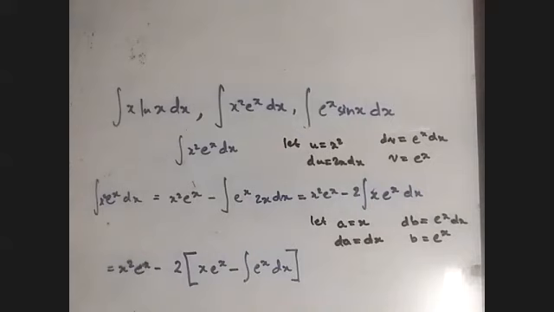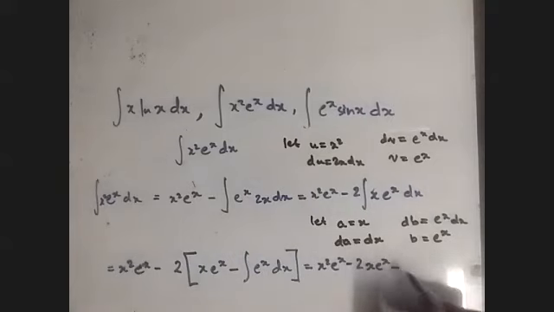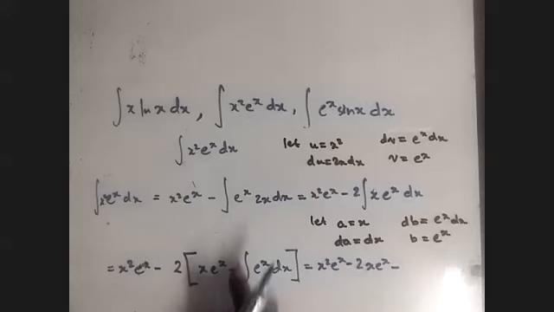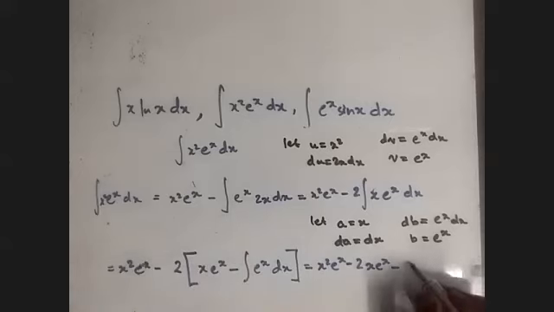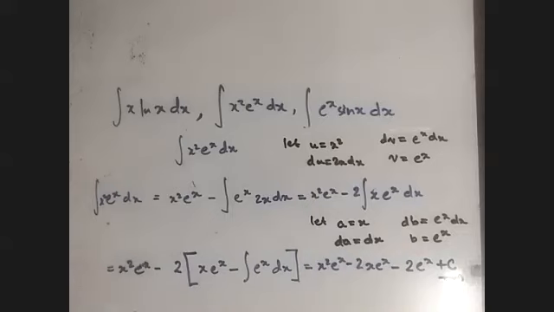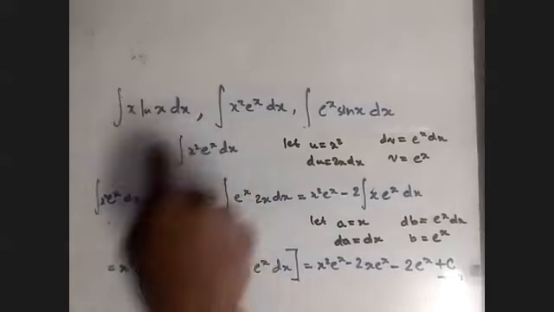Okay, so this is what's going to happen. So we're going to have x squared e to the x minus 2x e to the x minus, now what is the integral of e to the x? It's just e to the x, so we have minus 2 e to the x plus c, which becomes our final answer.